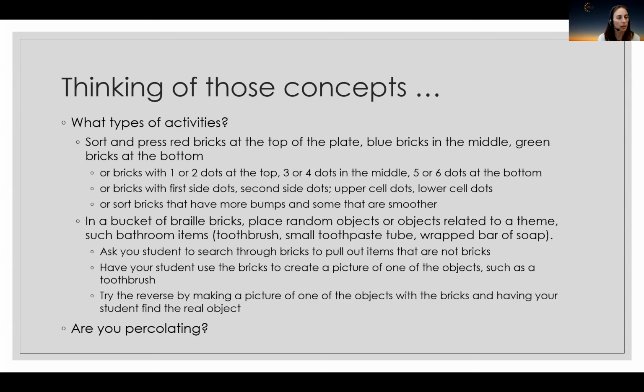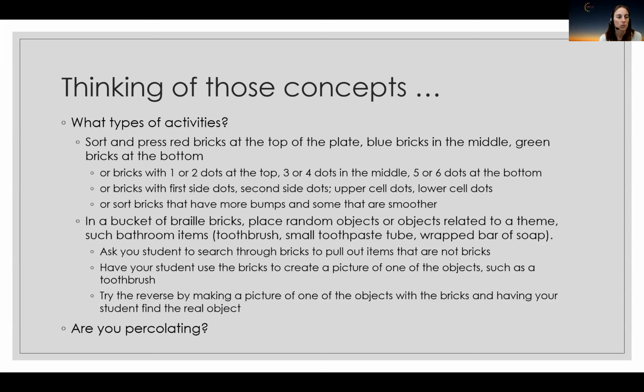Or you can have your students find all the Braille bricks that have 1 or 2 dots, and they go on the top of the base plate. Any Braille brick that has 3 or 4 dots, and we're not talking dot 3, dot 4, we're talking they physically have 3 dots on them, or they physically have 4 dots on them, place those in the middle of the base plate. Any Braille bricks that have 5 or 6 dots on them, place those at the bottom of the base plate. So you're reinforcing the top, middle, bottom, reinforcing that one-to-one correspondence.